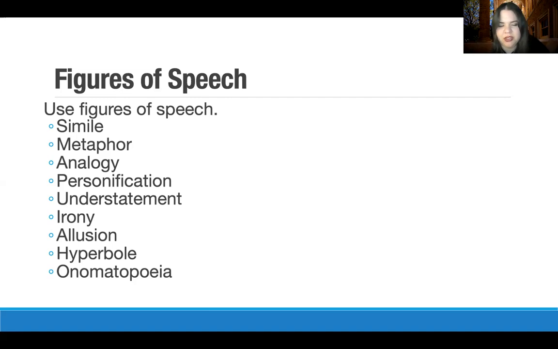Hyperbole is the opposite of understatement. It's exaggeration. So you could say the sandwich I got at Subway was as big as a whale, right? It's an exaggeration. And then onomatopoeia is when a word sounds like the sound that it's supposed to represent. So bark, swoop, things like that.